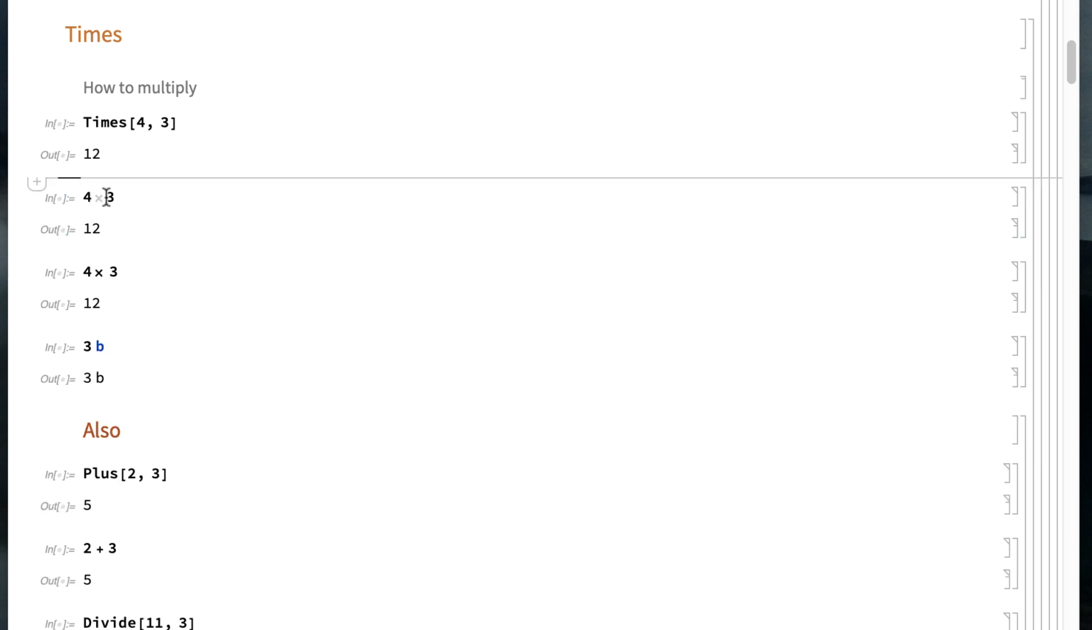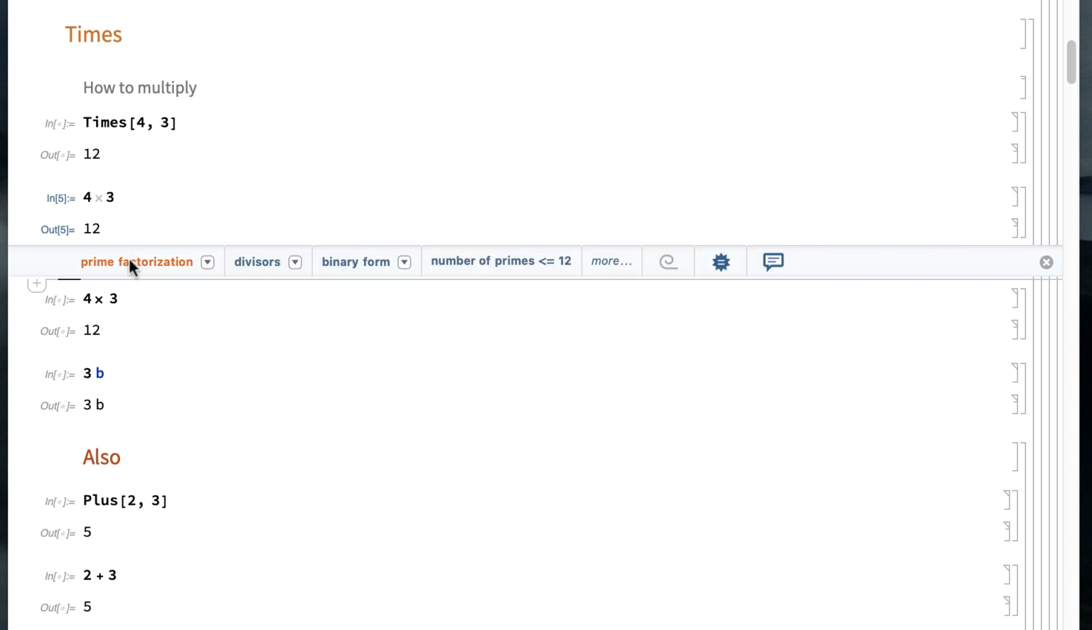Here's the more common way of doing it. If I simply write, let's actually write this out, if I write 4 space 3, it understands that that's multiplication, and it puts in a little gray 3. And if I now execute that, it will give me 12. By the way, here is how not to do it.